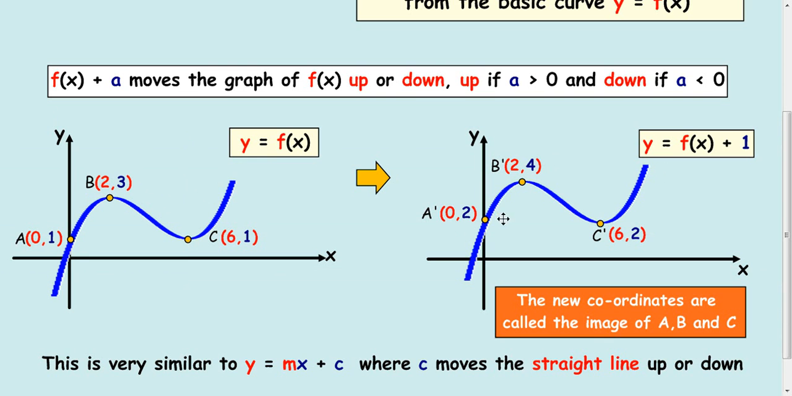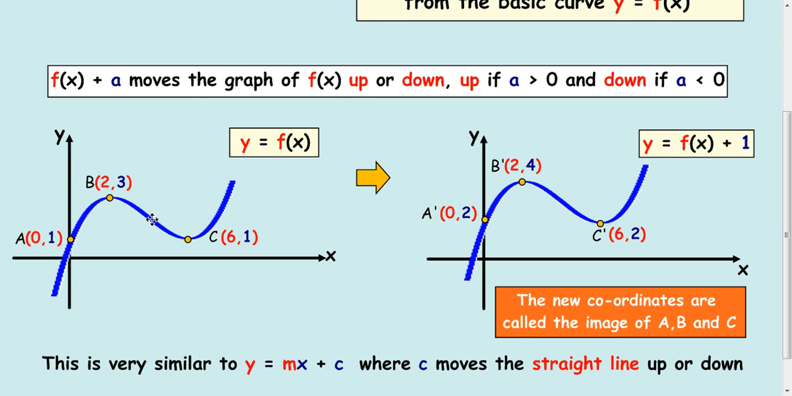So the new graph would look like this one over here. 0, 1 has moved to 0, 2, 2, 3 has moved to 2, 4, and 6, 1 has moved to 6, 2. Also notice that when I'm writing the new values of a, b and c, I'm doing the image of them, which is called a dashed, b dashed and c dashed, so you don't get confused with the original values.